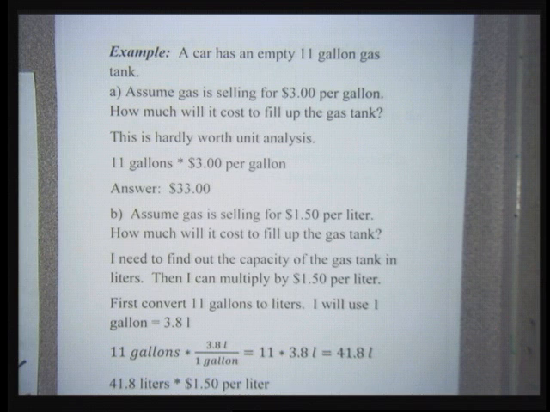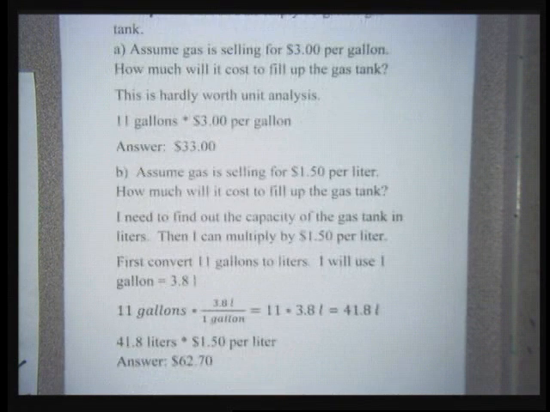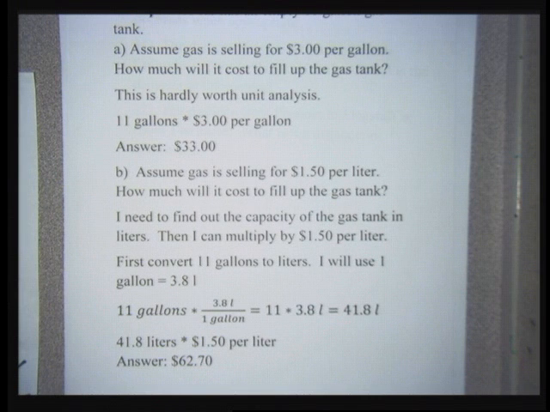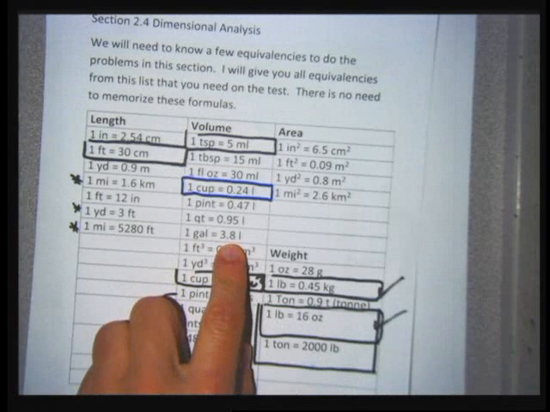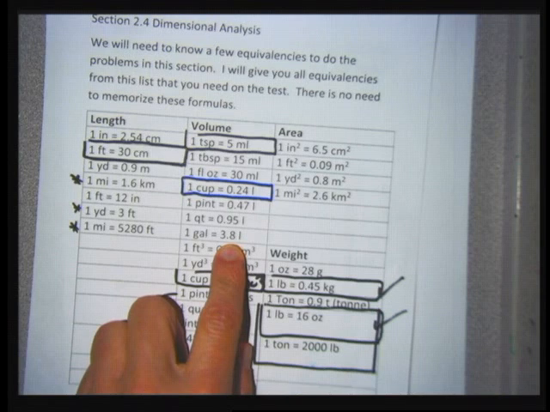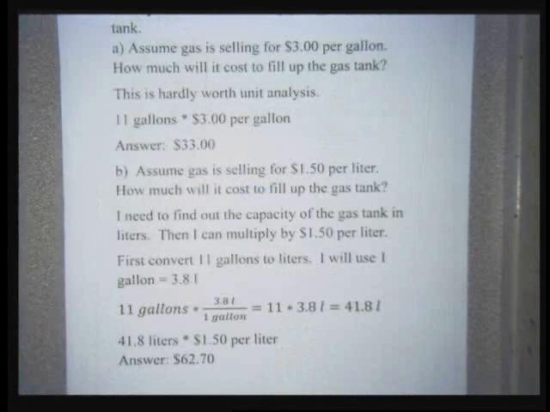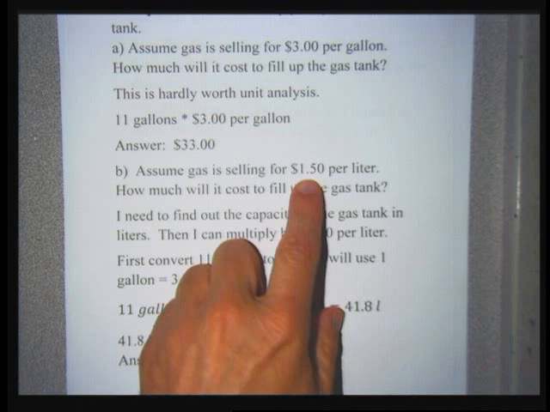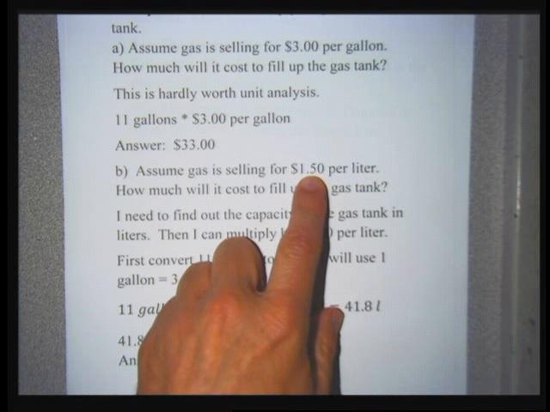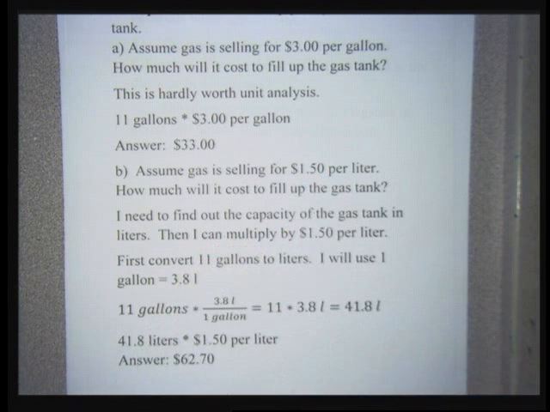Part B is much harder. Assume the gas is selling for $1.50 per liter, which is way more than $3 a gallon. Because how are liters and gallons related? So 1 gallon is 3.8 liters. So it's about 4 liters to a gallon. So 4 liters give you a gallon. Well, 4 liters is $6. So this is about $6 a gallon. So liters are deceptive. It looks cheap, but it's not.